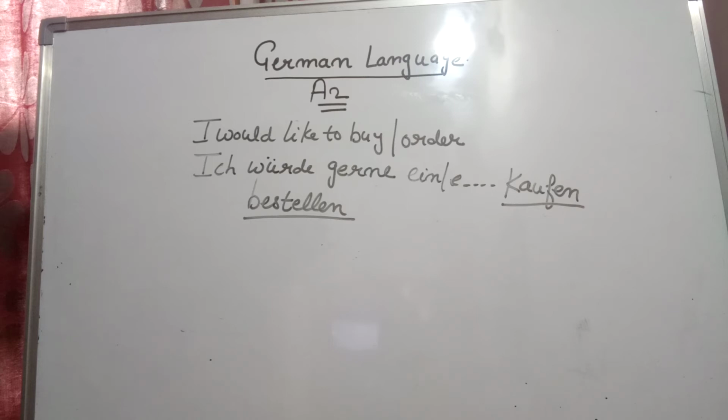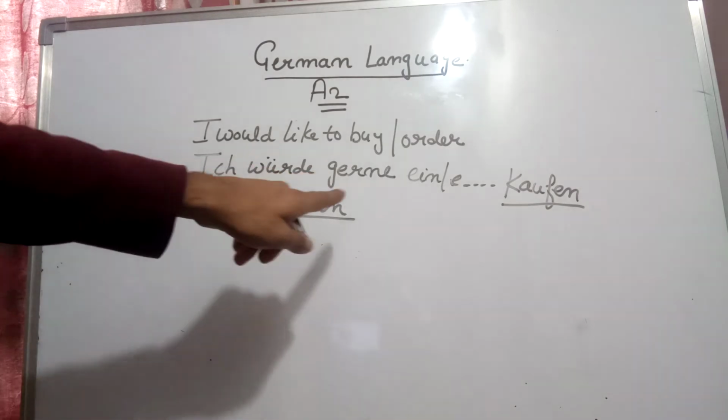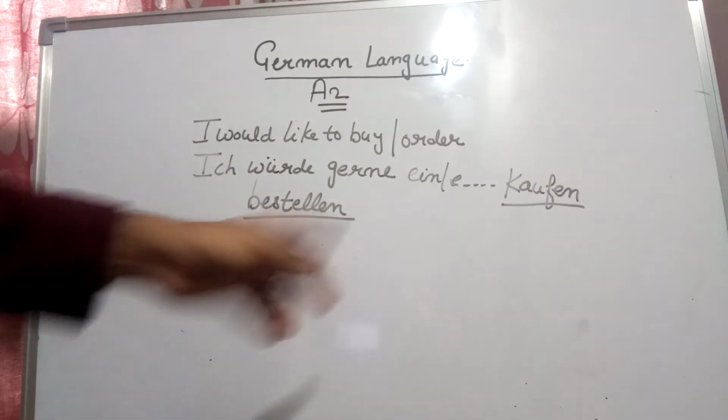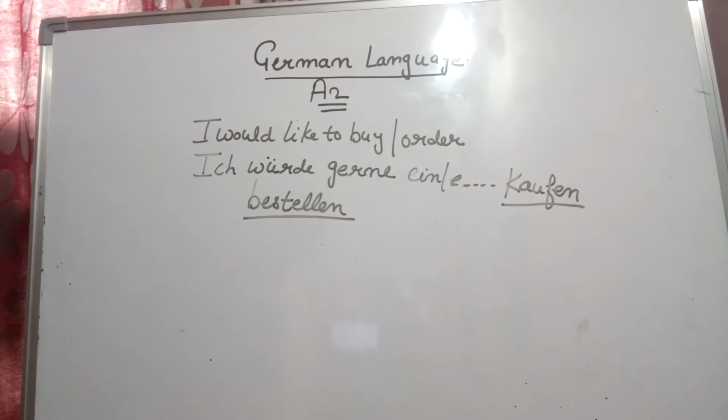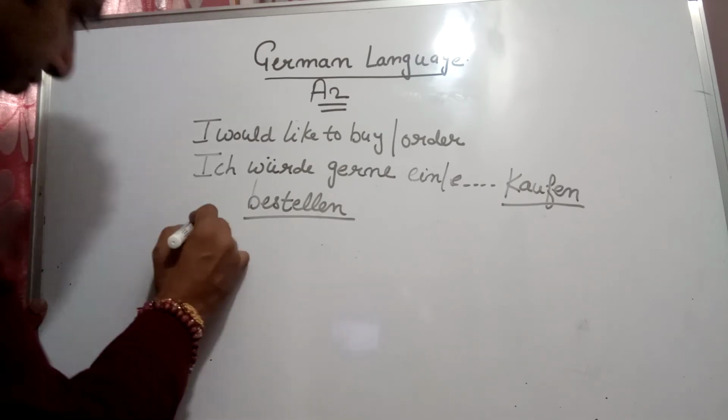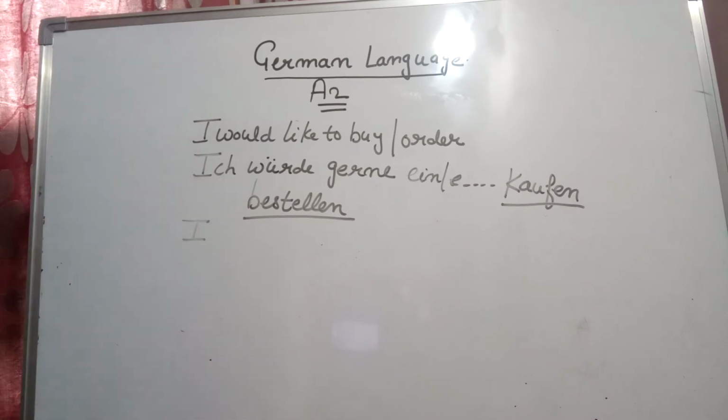I would like. Okay, ich würde gerne eine. Kaufen, anything. I would like to buy. Kaufen is to buy, basically. So we have the verb kaufen. Kaufen is to buy. And bestellen. Bestellen is to order something. Is it clear to you?